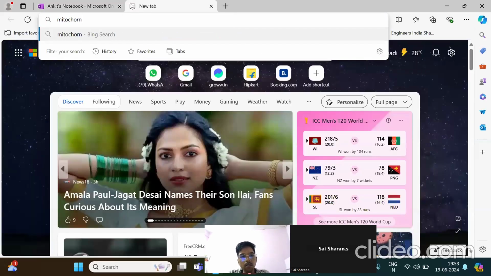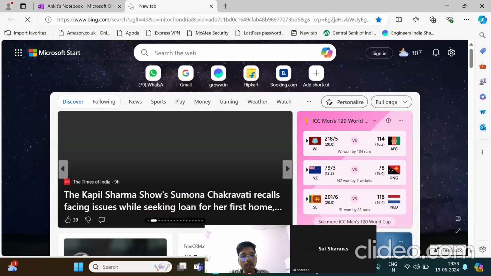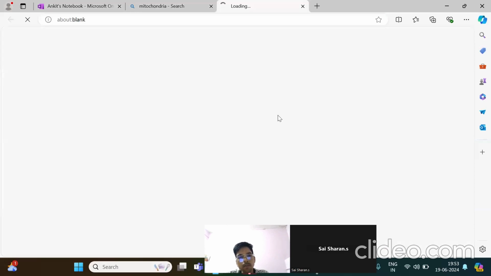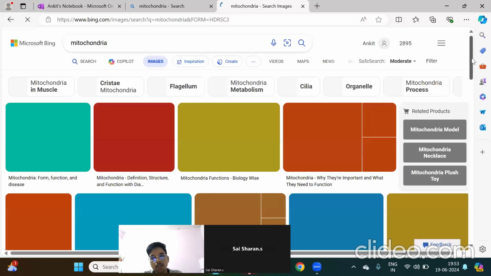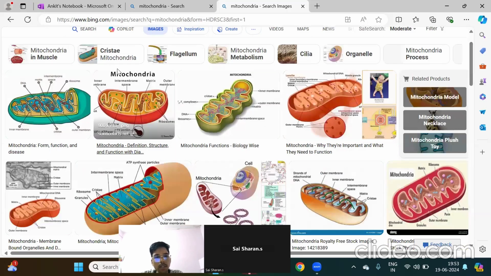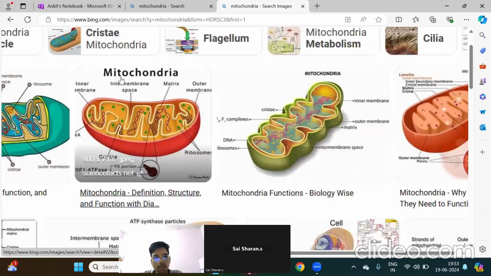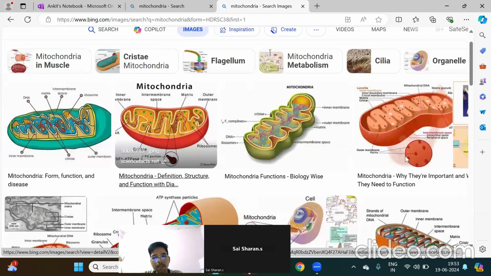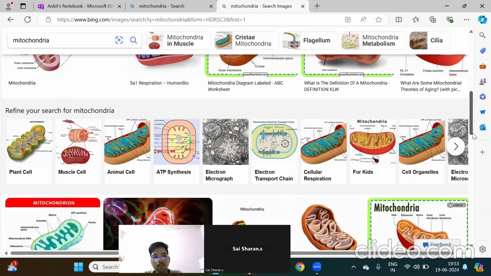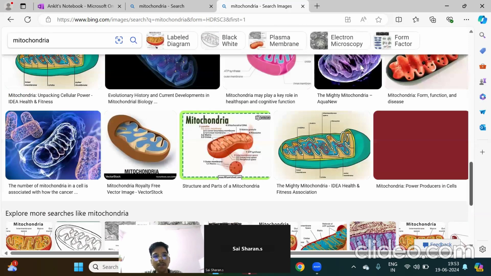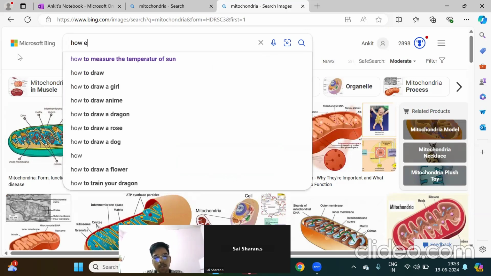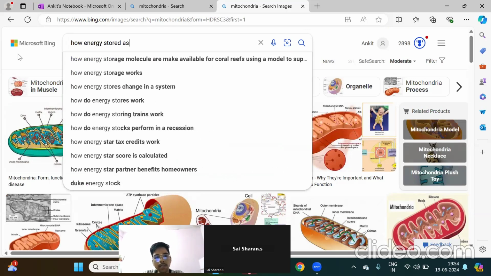Mitochondria, powerhouse of the cell. I will show you, just a minute. You can see where is mitochondria. This is mitochondria. Clear? This is our cell. It is inside the cell. See, God has given so many things to us, but we human beings do not respect. Clear? How energy is stored as ATP.